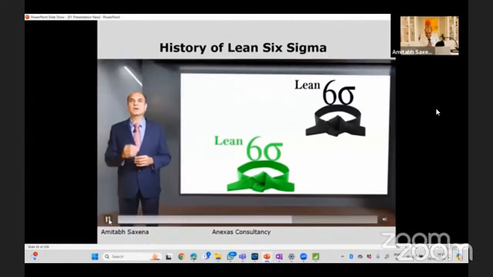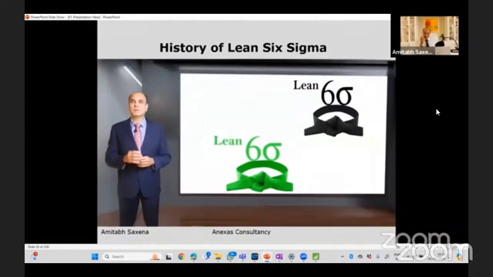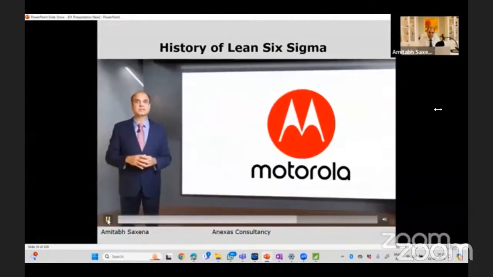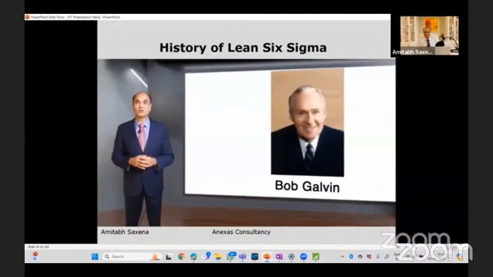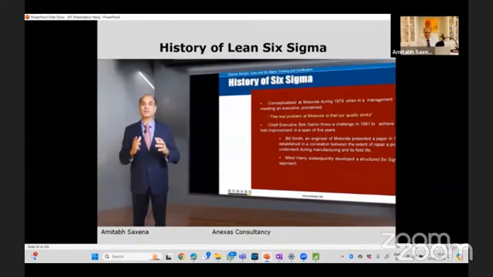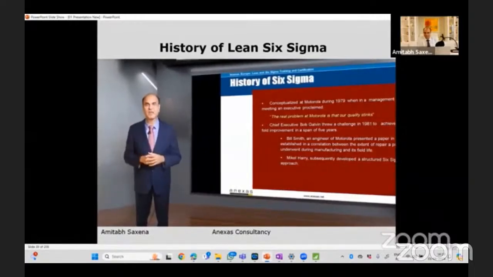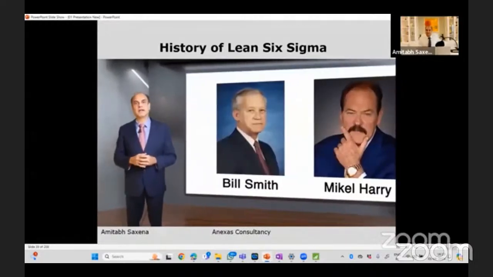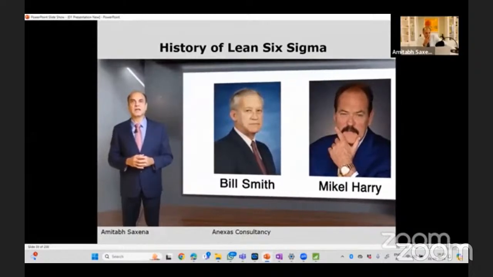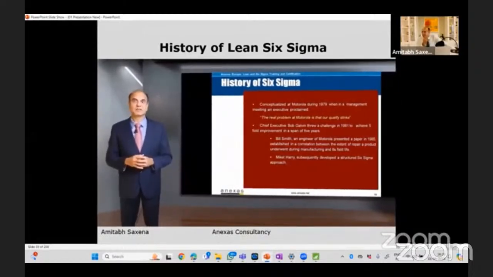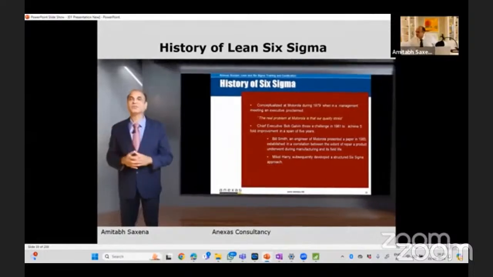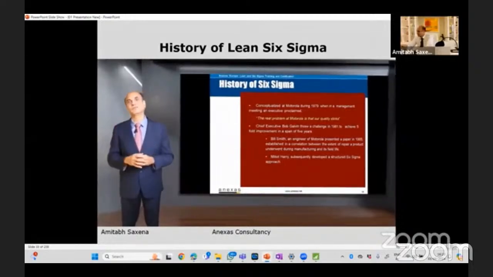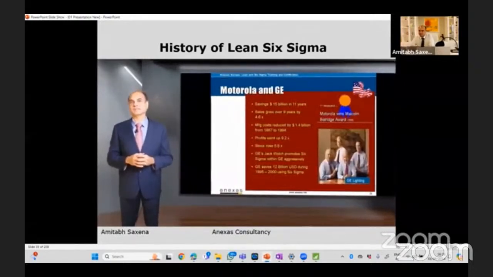Let's see how to do improvement projects in the organization, the story, by choosing improvement opportunities and converting these improvement opportunities into projects. It all started in Motorola when Bob Galvin, the CEO, took a challenge saying that I would like to improve everything by 5 times in the organization. He was told about some statistical tools and techniques which Bill Smith and Michael Harry were using to improve the processes. Bob Galvin was so impressed that he told them to develop a methodology which, if applied to the organizational processes, can improve the processes.